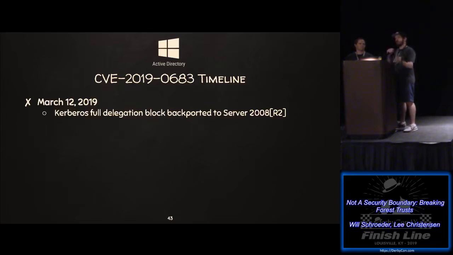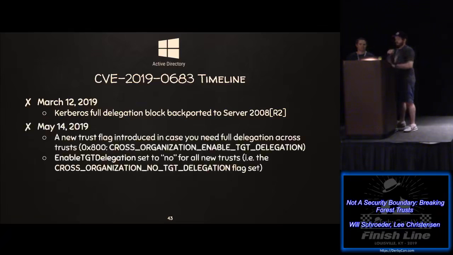So how did this patch actually work under the hood? How did it roll out? In modern 2012 domains, there was an option that you could set to disable TGT delegation across trust. It was optional; you had to set it. It was not turned on by default. So in March of this year, they backported that functionality to Server 2008. That was step one. Then in May, they introduced a new trust flag.